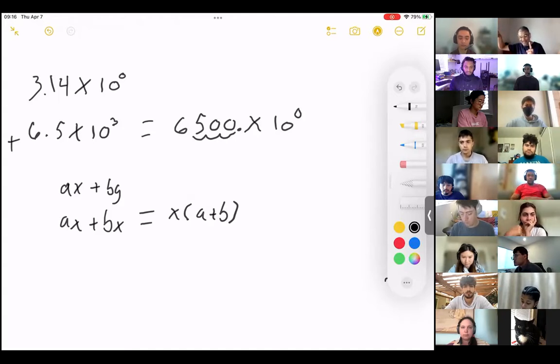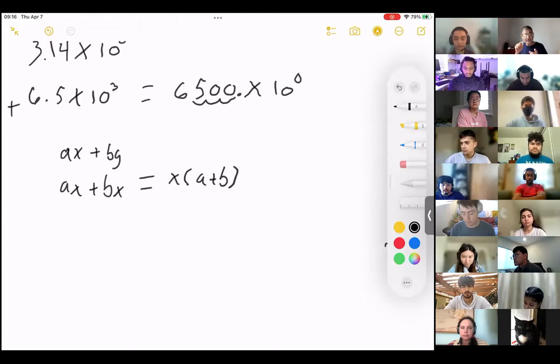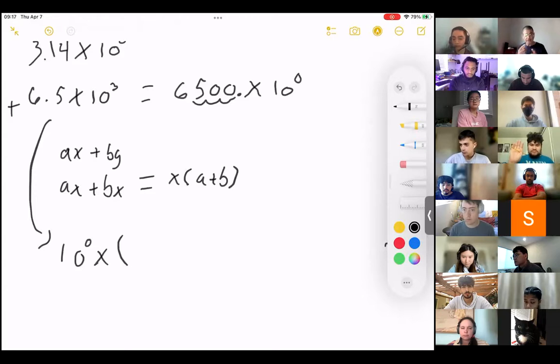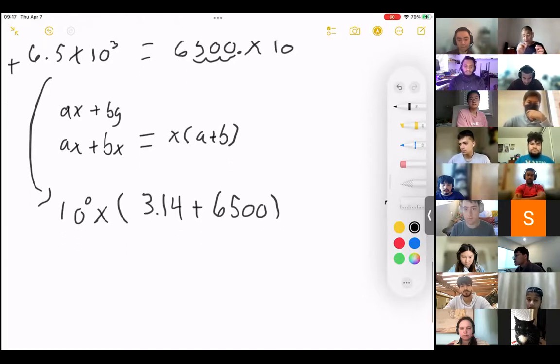Now that we have the dots in the same place, we can line up the dots and add them because the exponents are the same. So this is basically 10 to the 0 times 6500 plus 3.14. We can rewrite that as 10 to the 0 times, and then 3.14 plus 6500. Right now we can get the answer, 6503.14. We can do the addition, and we can do the addition only because the exponents are the same.